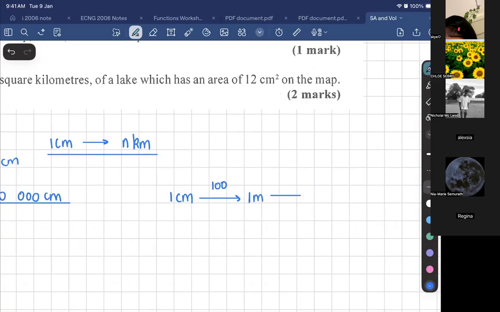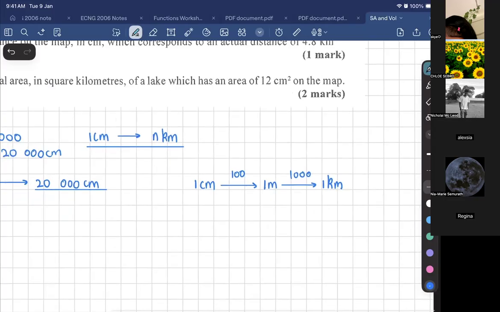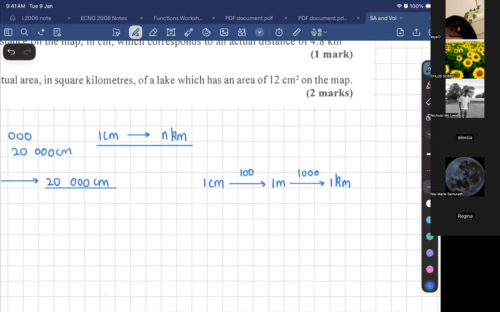So it takes 1,000 meters to make a kilometer, right? Yep. So question, if I wanted to go from centimeters to kilometers, what do you think I would need to do? So multiply by 100, and then the answer I get multiplied by 1,000.